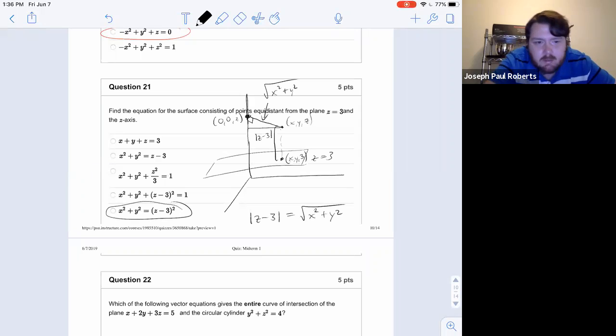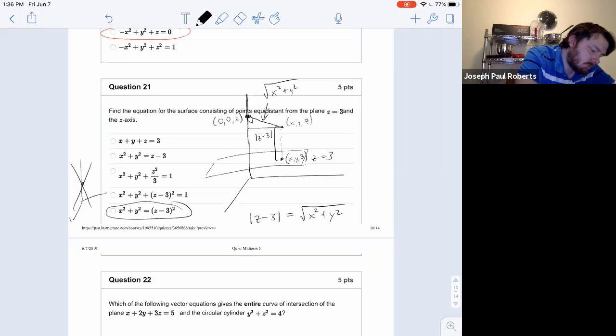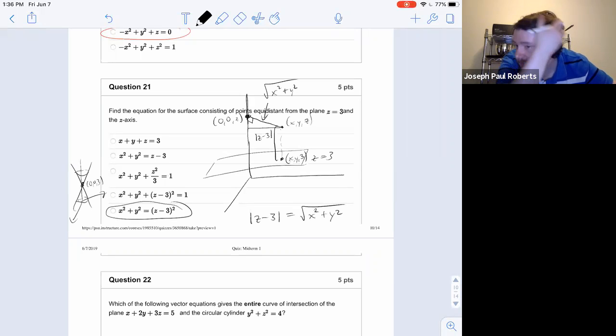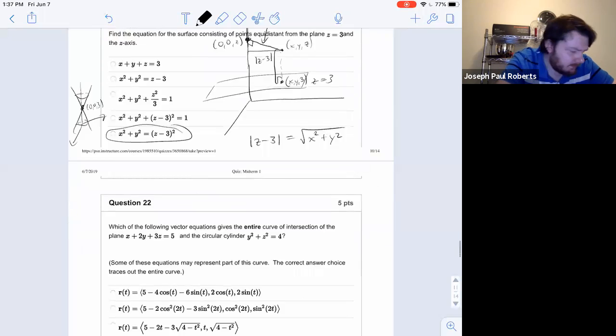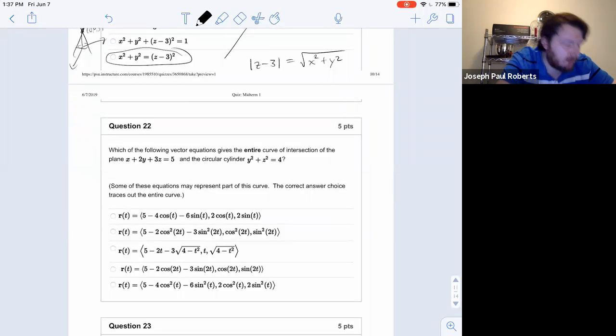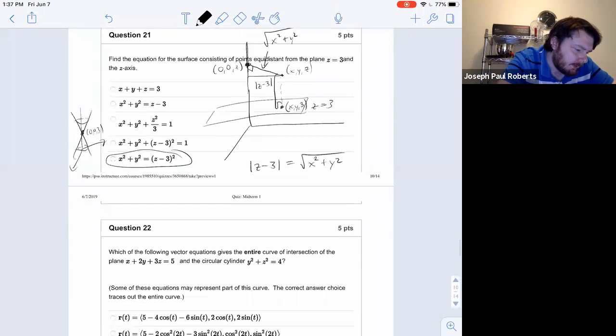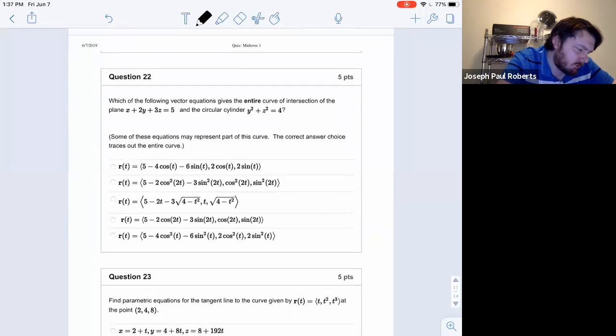We didn't ask you for what it was, but yeah, it turns out you get this cone that has its vertex at 0, 0, 3. But that's the idea there. Just interpret this distance sentence into an equation and go from there. But that, like I said, probably along with the distance between the sphere and the plane, are the 2 trickiest questions on this test. All right, question 22.